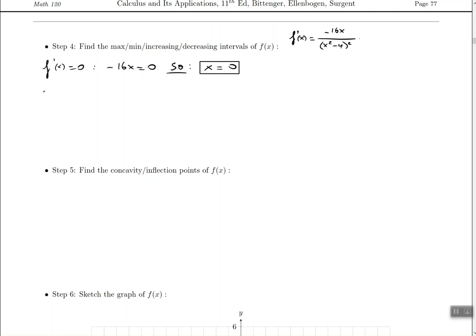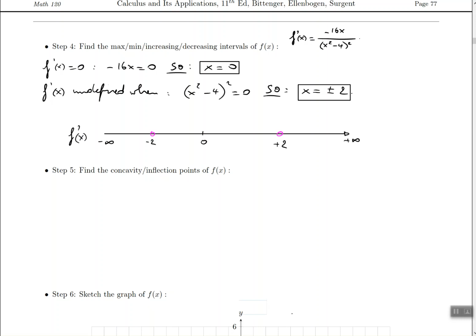And what makes the derivative undefined? So let's go ahead and write that down. Those numbers will be plus or minus 2 again, just like we did in part A or part 1 of the problem, step 1, where we found the domain. Okay, so now let's go ahead and do the test and see if the derivative is going to be negative or positive. Okay, so this is what the derivative test is going to look like. The numbers 2 and negative 2 were bad numbers from part 1 or step 1, so these are bad values.